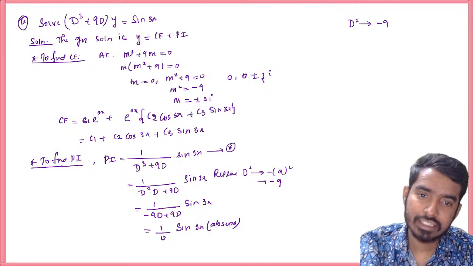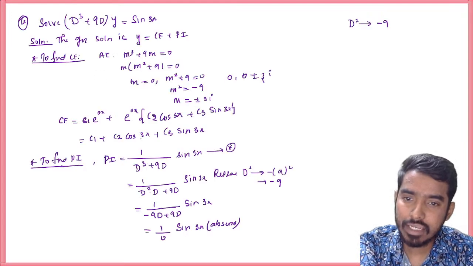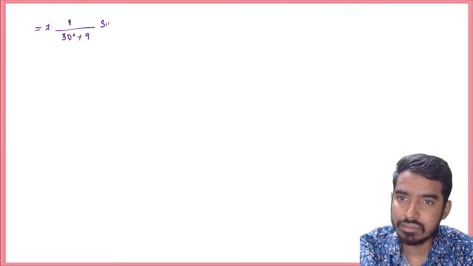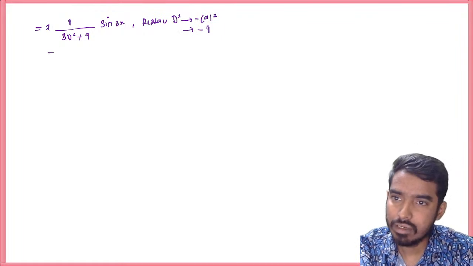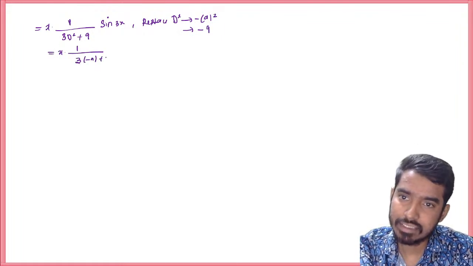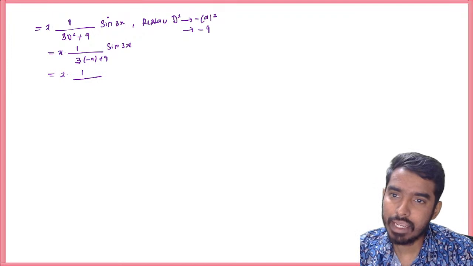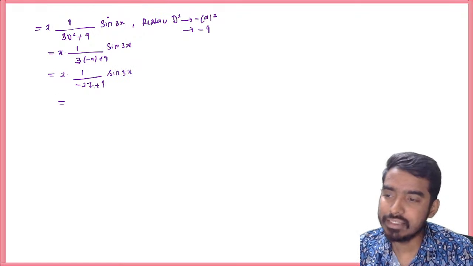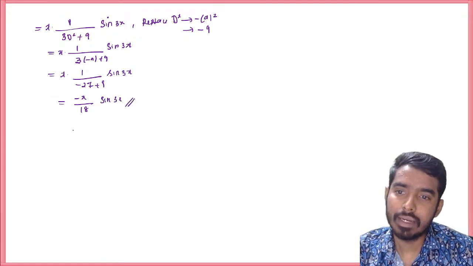So here, let's call this star. Multiply by x, differentiate the denominator: it will be 3d square plus 9 of sine 3x. Now again, replace d square by minus a square, that is minus 9. So it will be x into 3 into minus 9 plus 9 sine 3x. This will be x into 1 divided by minus 27 plus 9, sine 3x. So it will be minus 18. So minus x by 18 sine 3x is your particular integral.